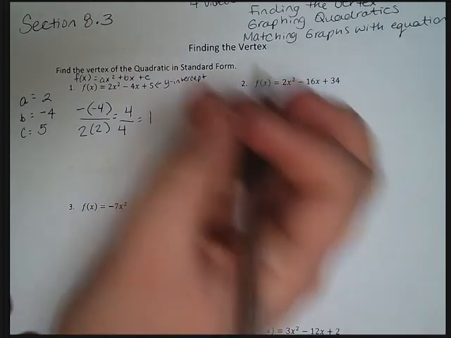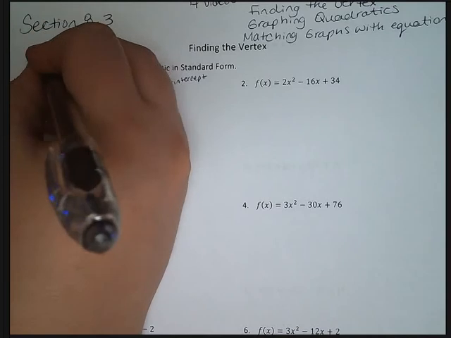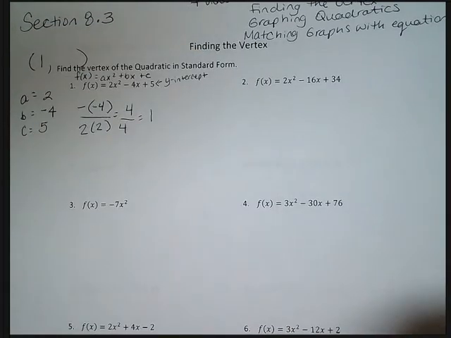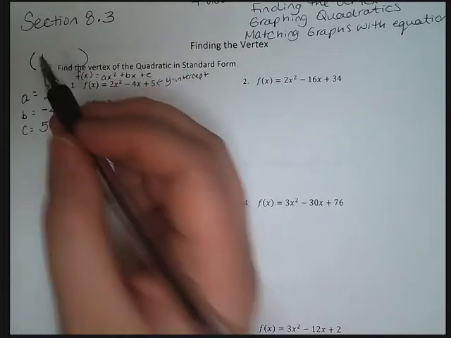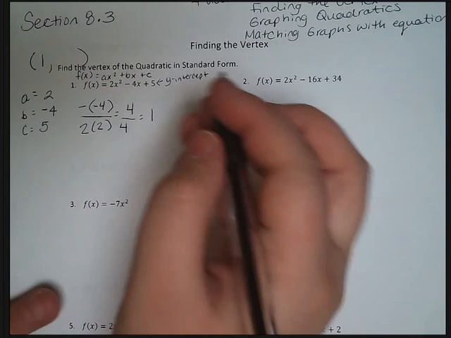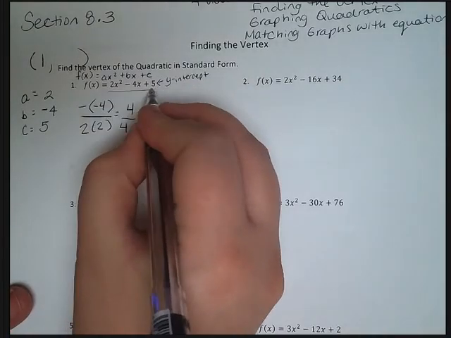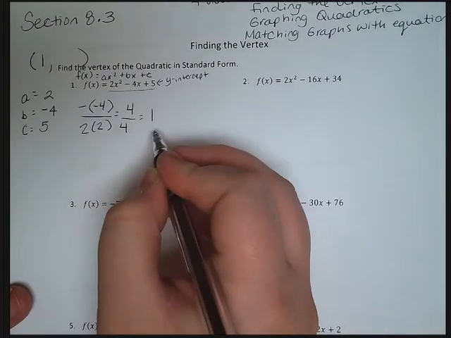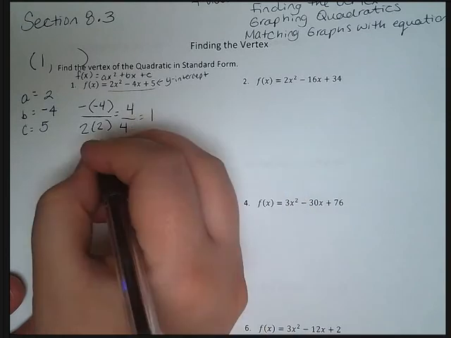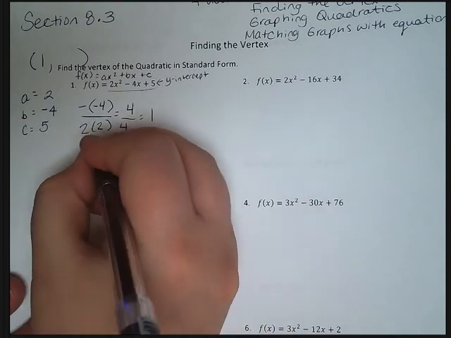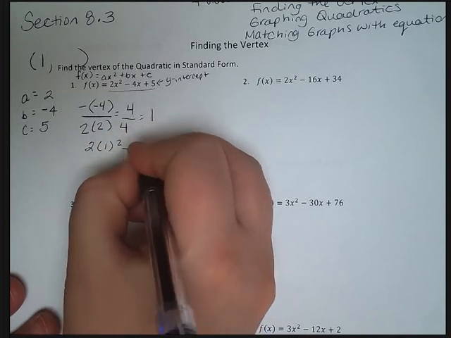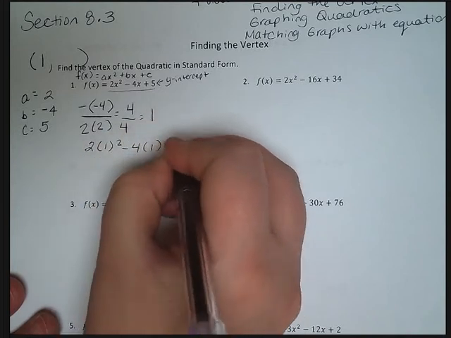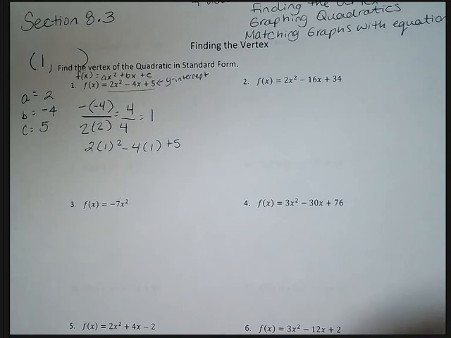So I'm going to put it up here. 1 is our x value of number 1. So now we have to find the y value. Remember, it's always an ordered pair. So we're going to take our original equation here, and we're going to plug in our 1. So I have 2, and then 1 squared minus 4 times 1 plus 5.